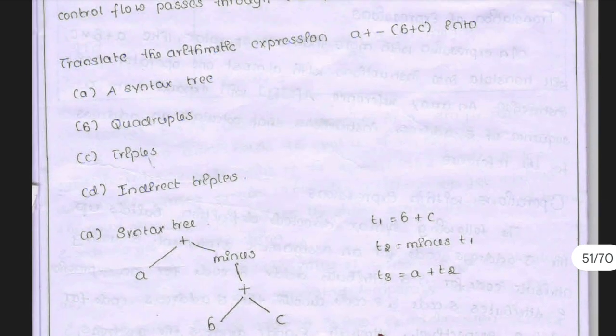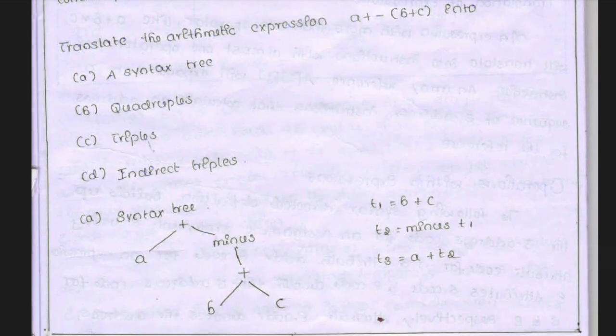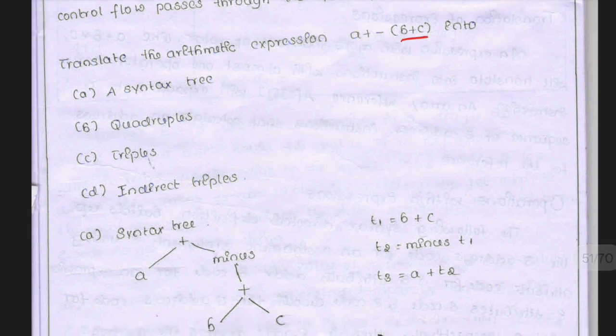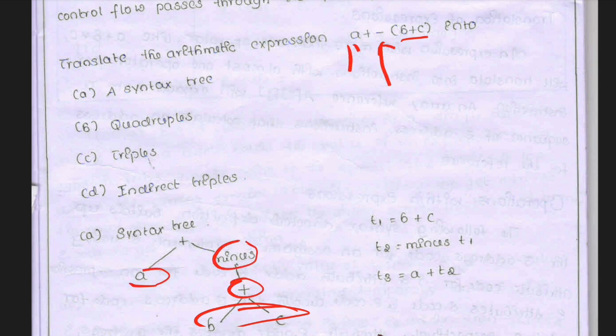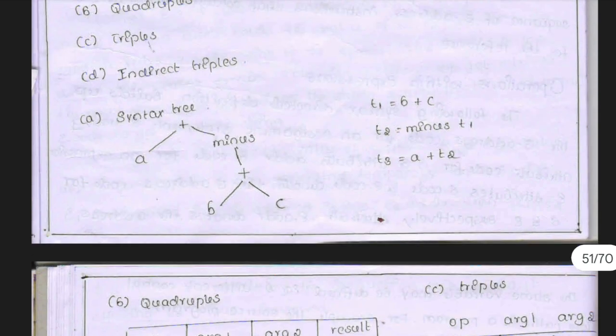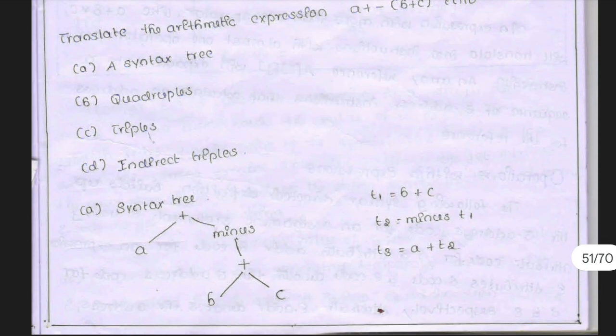And here's the question. If you practice this question carefully, it's sufficient for you. All the things are covered here. So let's solve this one. It is a plus minus b plus c. So first, b plus c is there, right? So b plus c is taken from here, and that is getting the minus, and that is getting added with a. So that's how you make the syntax tree. In T1 you will take b plus c, T2 is minus T1, then minus T1 is getting added with a, that you will be storing in T3. That's how you write the syntax tree.